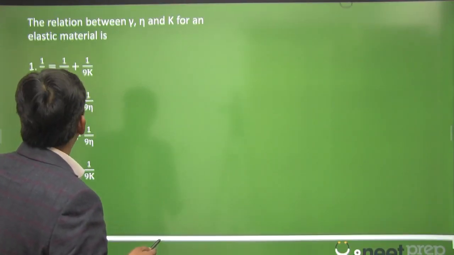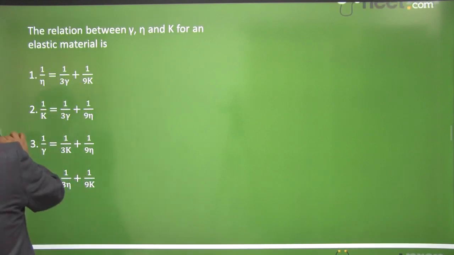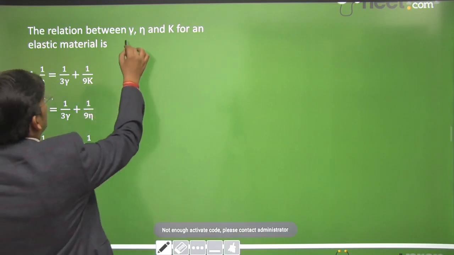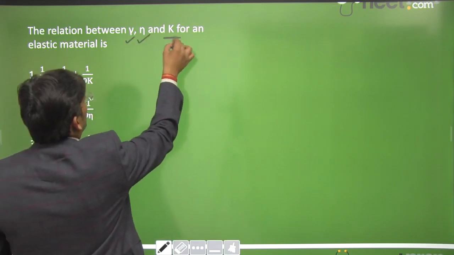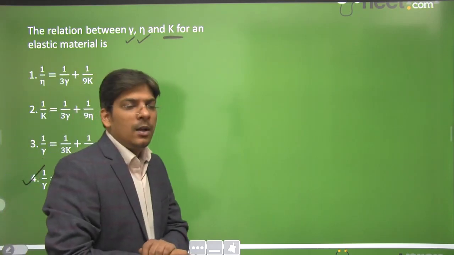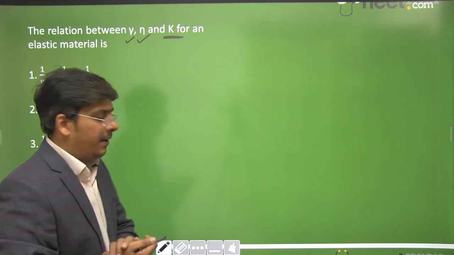This is a fact-based question, dear students. We already know the relation between the modulus of rigidity, Young's modulus, and bulk modulus of elasticity. This is Young's modulus, modulus of rigidity. This is bulk modulus of elasticity. Fourth option is correct. This is a fact-based question. We have already done the relation between eta, y, and k, right?